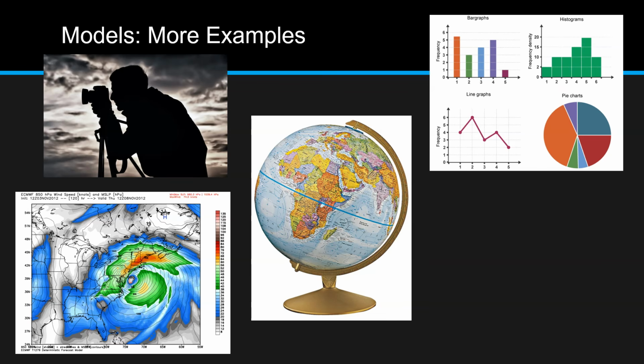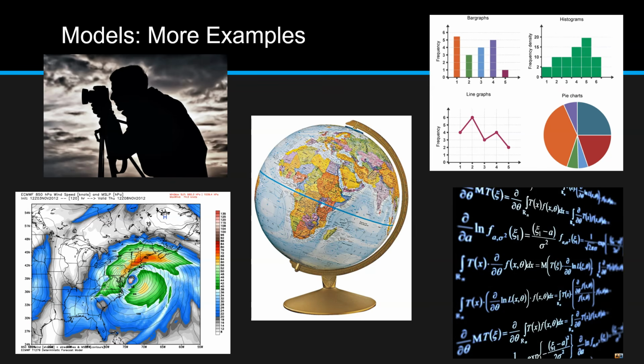Computer models and computer programs are models too. For example, climate and weather can be very difficult to study when looking at the entire country or globe at once. So scientists use computer models to predict weather and climate. Even mathematical equations are models because they represent mathematical processes.